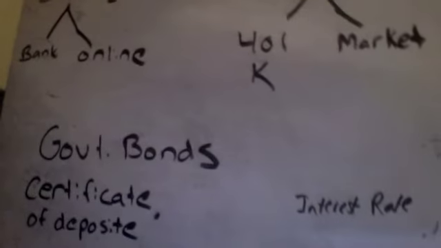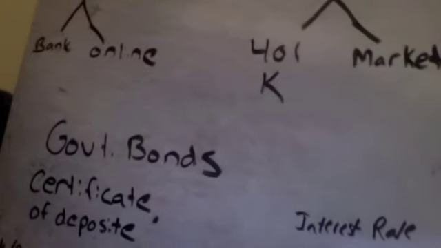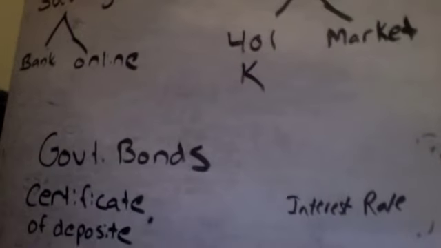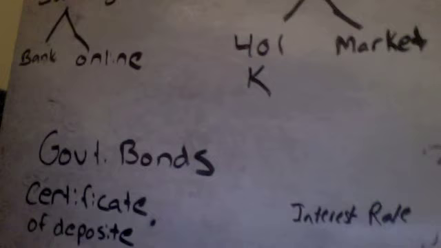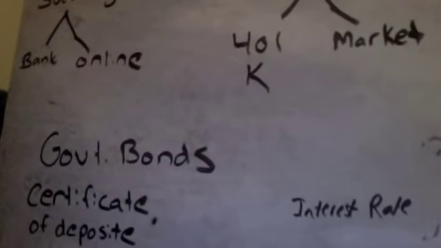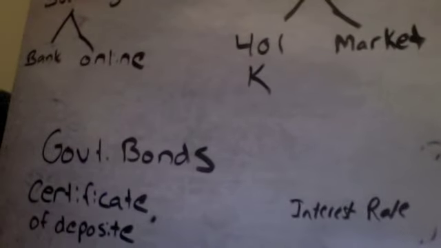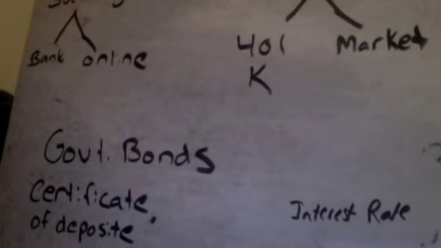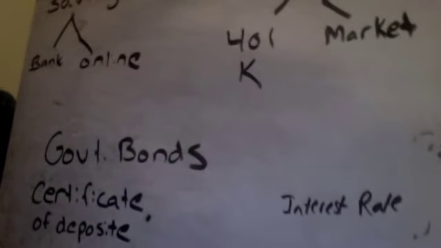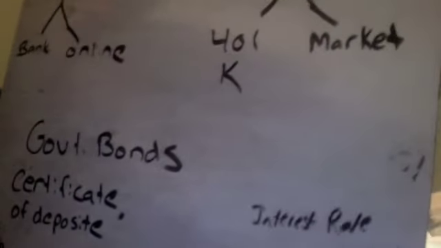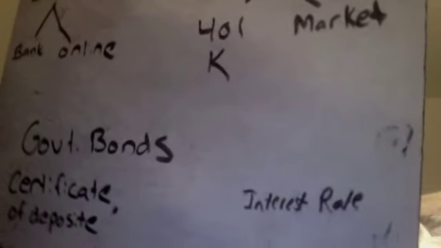Availability. This is a nice thing about a savings account. You can take your money out whenever you want to. You don't have to pay a fee to take it out. You don't have to put it in for a certain amount of time. You can take it out whenever you want to, which is a really nice thing about having it in a savings account.